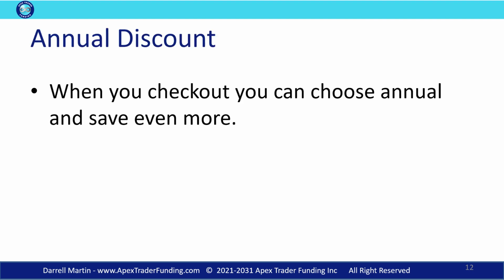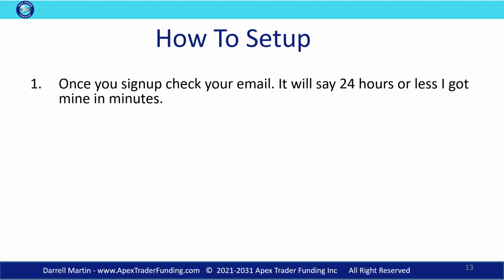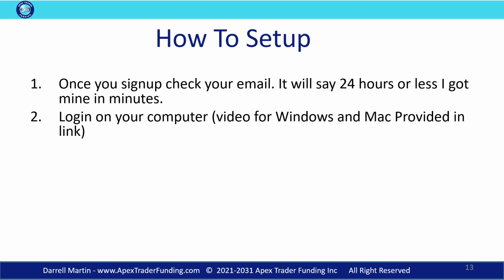Okay. Now, when you get to checkout, you can choose annual if you want to. You can upgrade to that later, and you save even more money. Okay? So how to set it up. Once you sign up, you'll check your email. It'll say 24 hours or less. I got mine in a few minutes. Okay? And it gives you access on your computer, and they have a video for how to set it up on Windows and how to set it up on Mac. So set it up on your computer first. Okay?